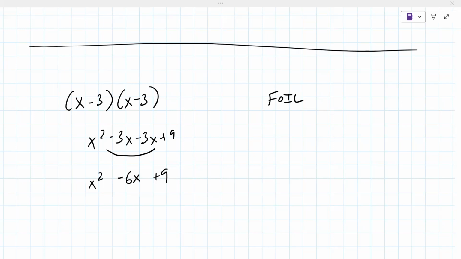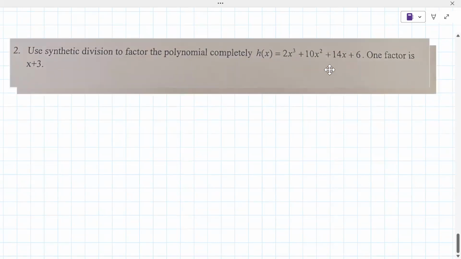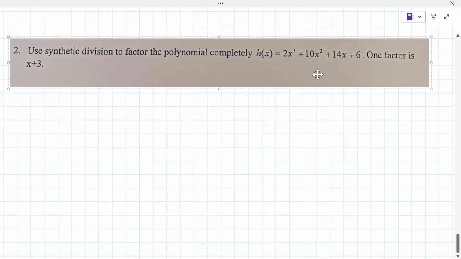Okay, so that's the Tuesday lesson. So we'll do some synthetic division there. Yep, that sounds good. Now this is different than polynomial division. Is that okay? Yes.